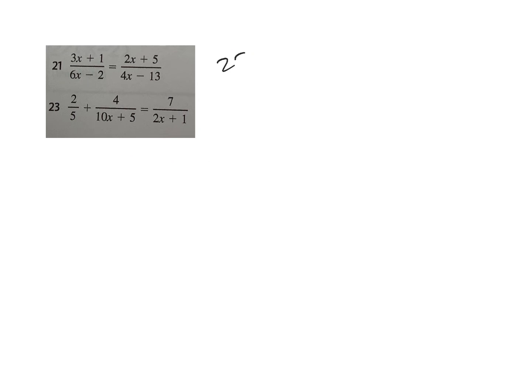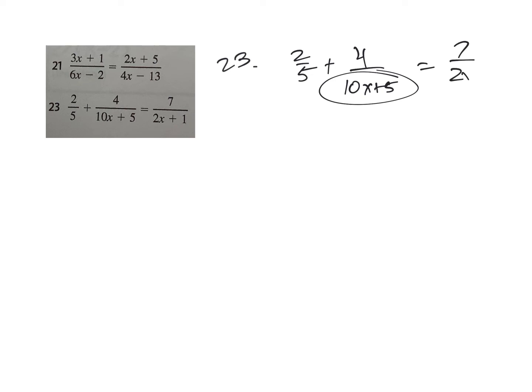You have 2/5 plus 4 over 10x plus 5 equals 7 over 2x plus 1. Hint: 10x plus 5 can be factored. Remember, you're adding fractions here, and they're not two fractions set equal to each other, so you can't cross multiply. So you got to get a common denominator.